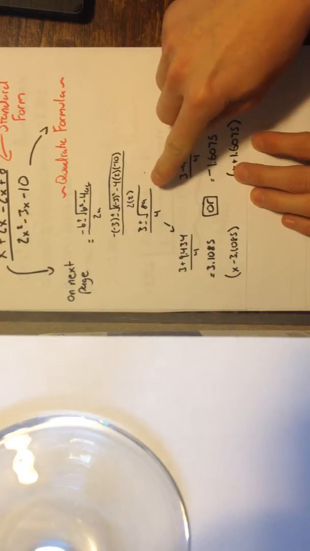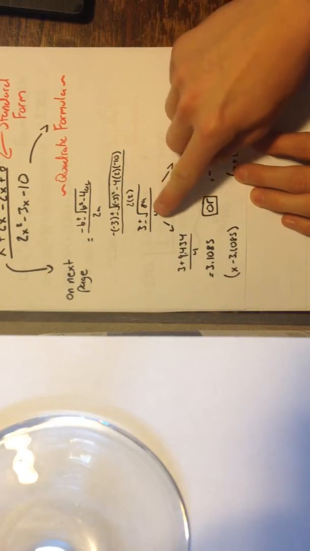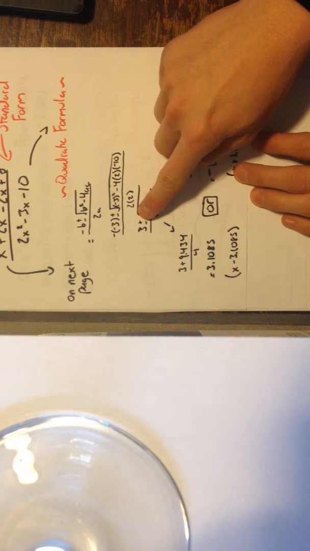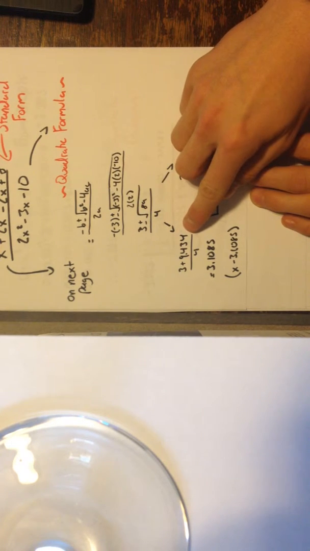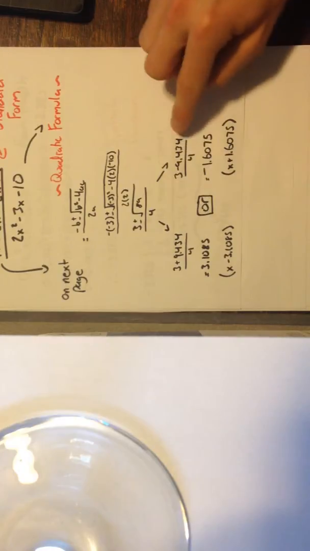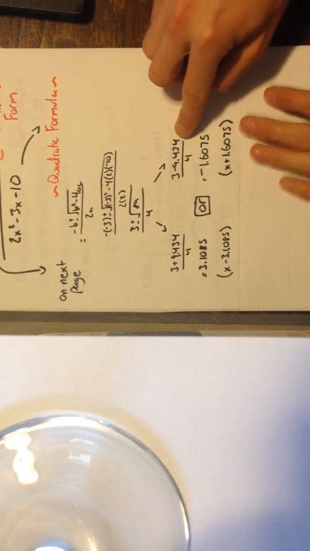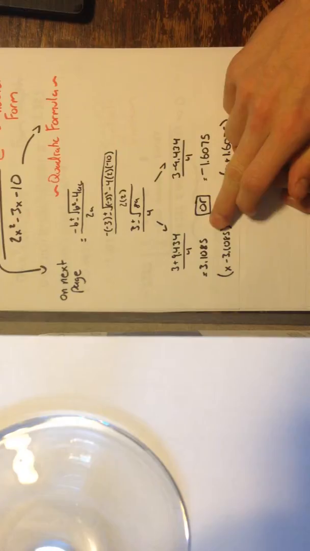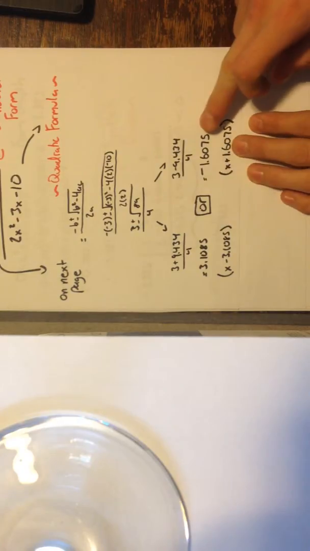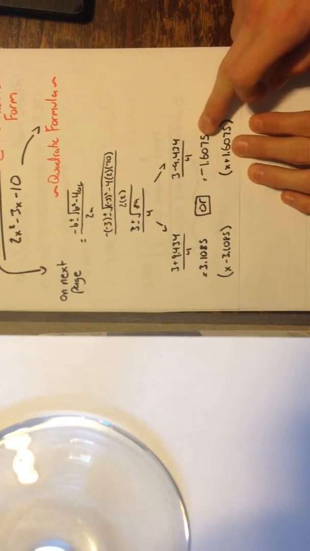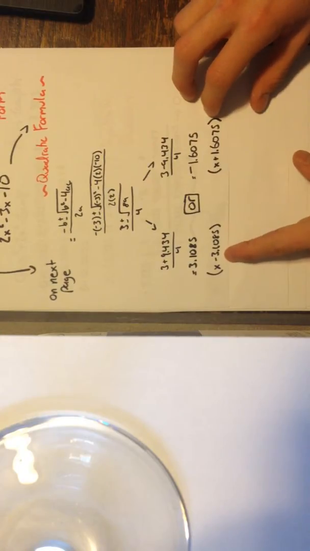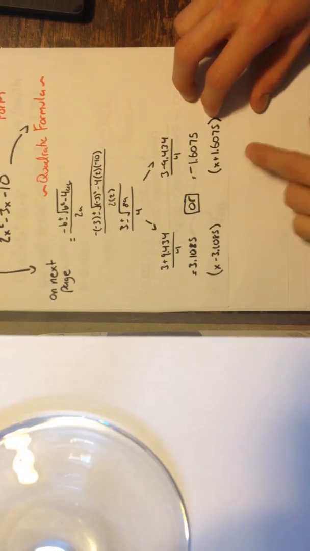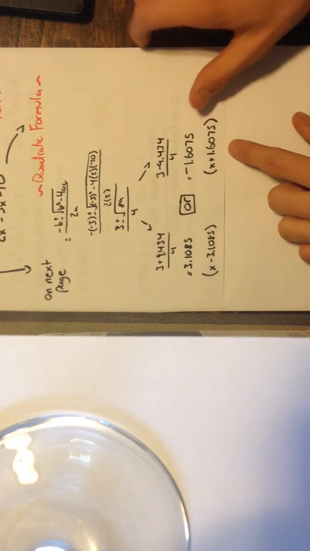Because this is a quadratic function, we're going to have up to two roots, and we're going to have here 3 plus 9.434 and 3 minus 9.434. What we end up with is roots at 3.1085 and negative 1.605. So now we have factored the denominator, and it'll look like x minus 3.6085 and x plus 1.6075.